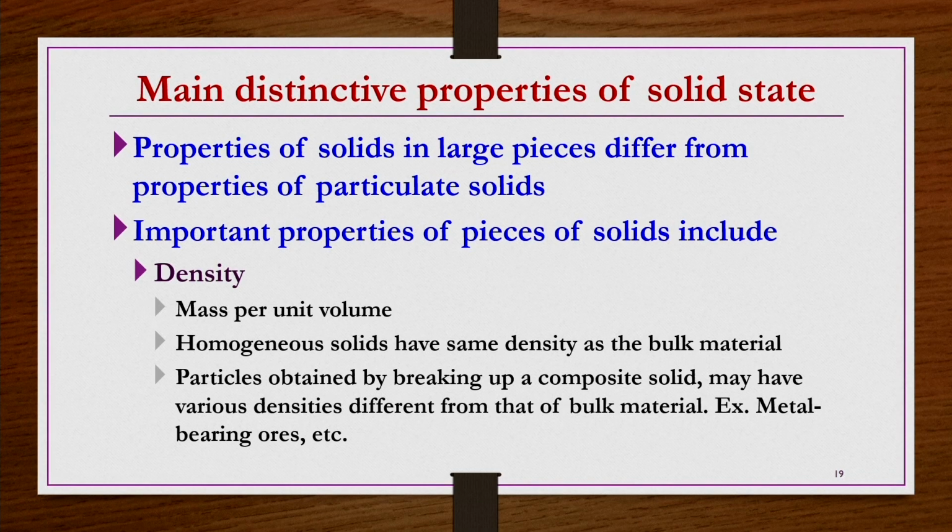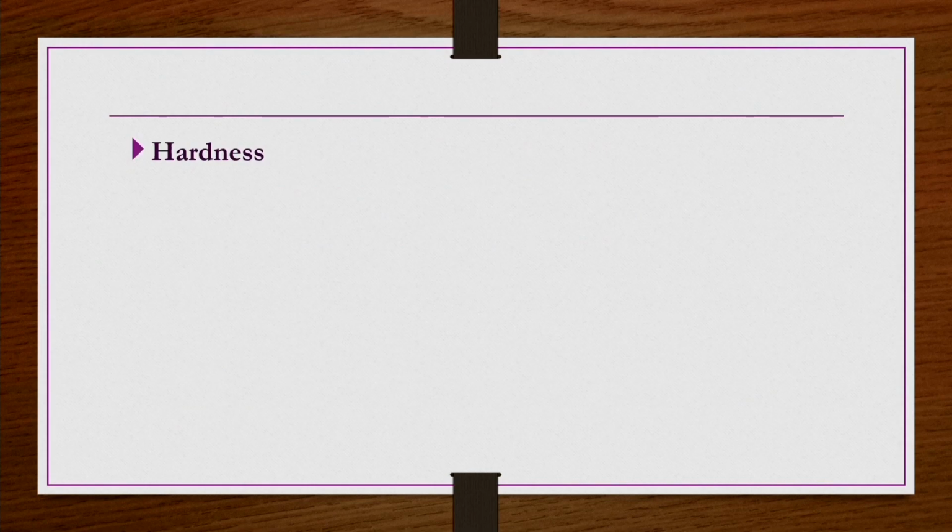So, when you break them out, it is possible that you will have different densities, and they are different from that of the bulk material. Example, metal-bearing ores, etc. Then the next property, hardness: the resistance of solids to being scratched is again different for small pieces of solids compared to the bulk solid materials.